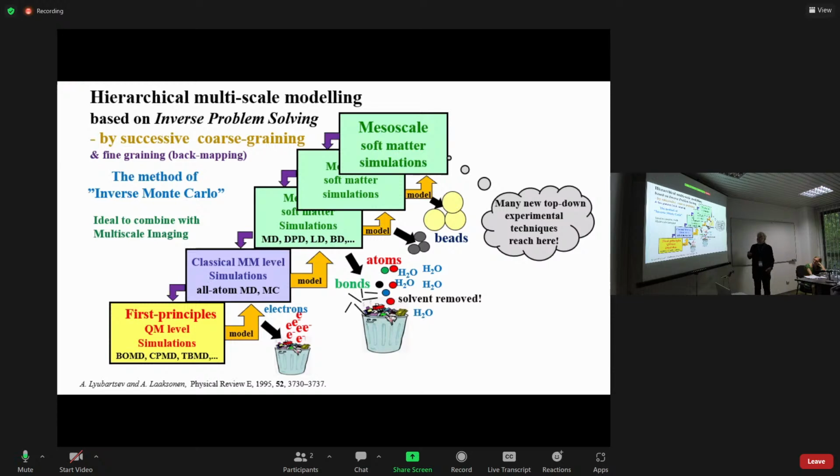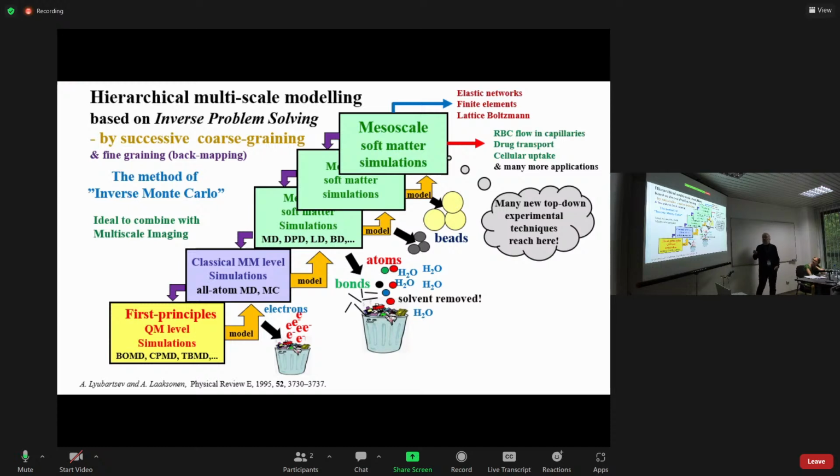And then what we can do is we can also go back. This is called fine graining. We have to try to reinvent these degrees of freedom we did throw away. It's not trivial at all, but it can be done for certain systems. If we want to go further up, we have to abandon the particle description of the matter, and then we can use elastic networks, finite elements, lattice Boltzmann, and other types of methods which are not based on particles anymore.